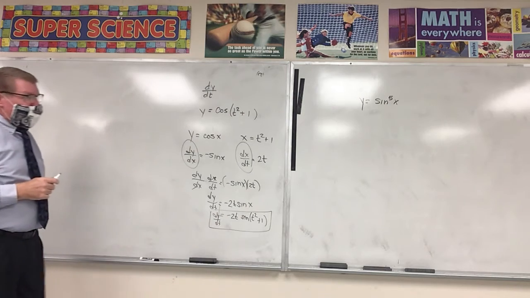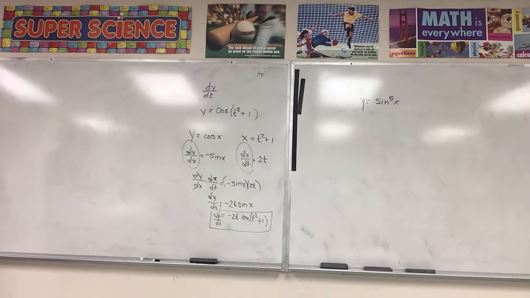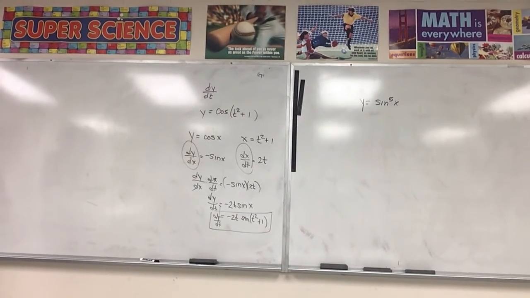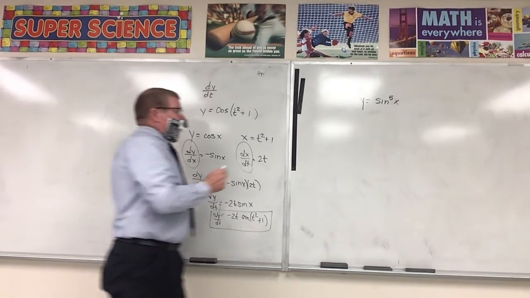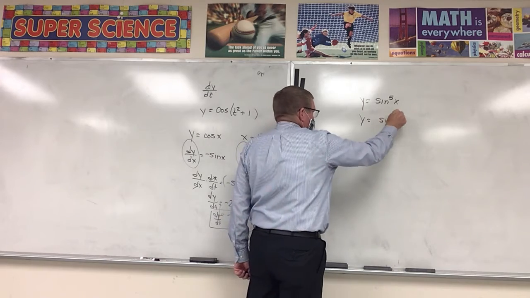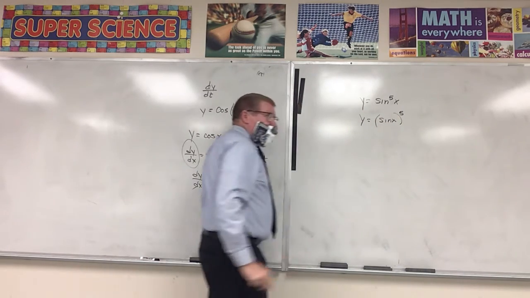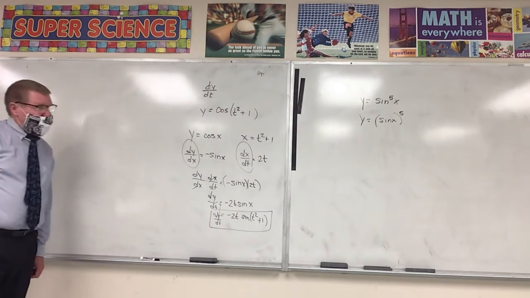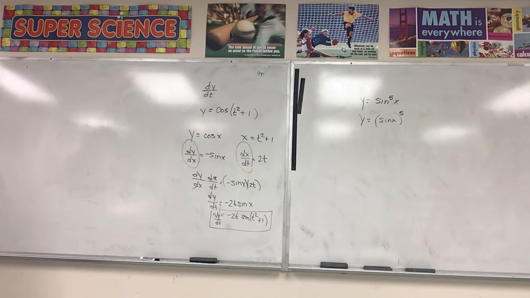So y equals sine to the 5th of x. Well, what does that mean? That means this is the same thing as y equals sine of x to the 5th power. Those two equations are synonymous. They are the same. So I have a composition here.